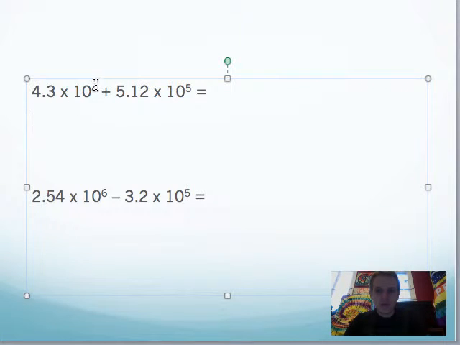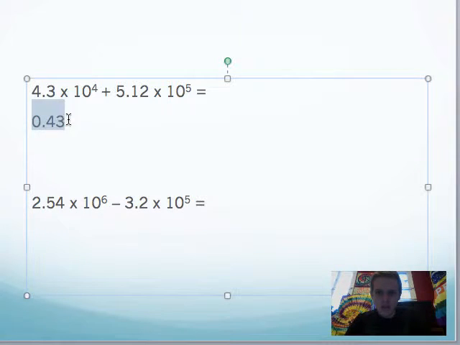So anytime I'm increasing this exponent in scientific notation, I need to move this decimal point right here 1 unit to the left. So 4.3 becomes 0.43. Okay, so 0.43 times 10 to the fifth power now, because I moved that decimal point, plus 5.12 times 10 to the fifth power. We didn't change that one at all. So all I did, increase the exponent by 1, move that decimal point over to the left.